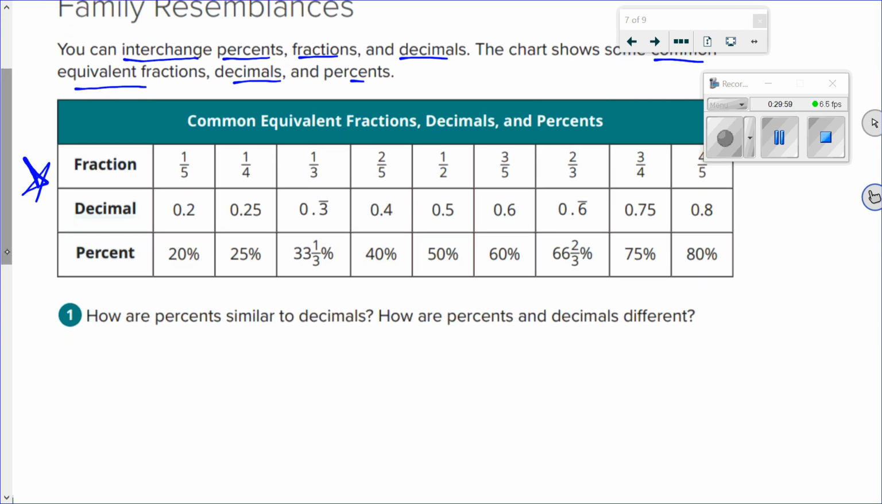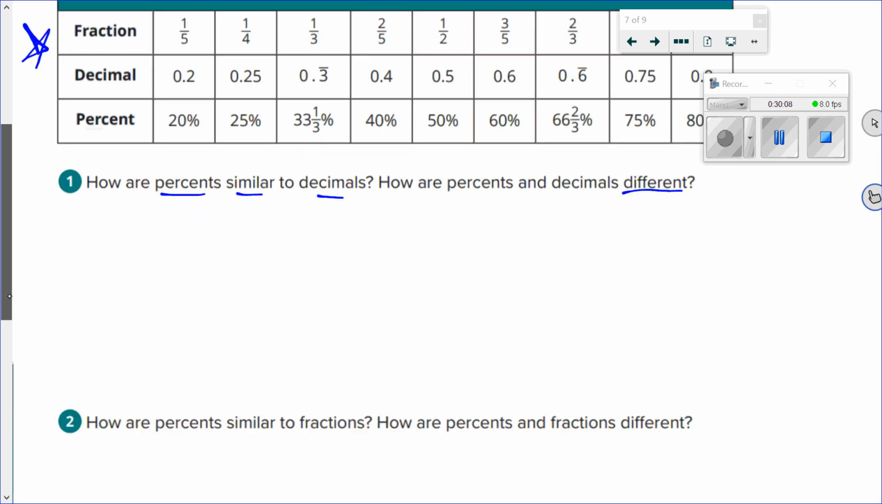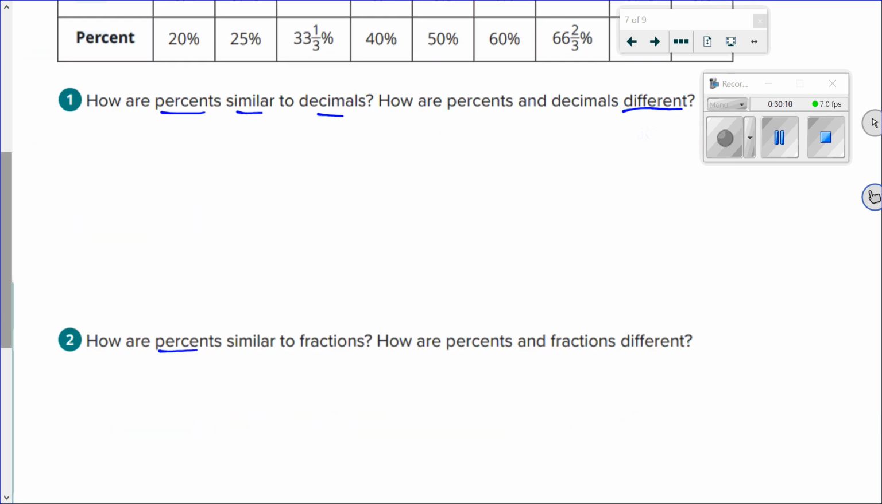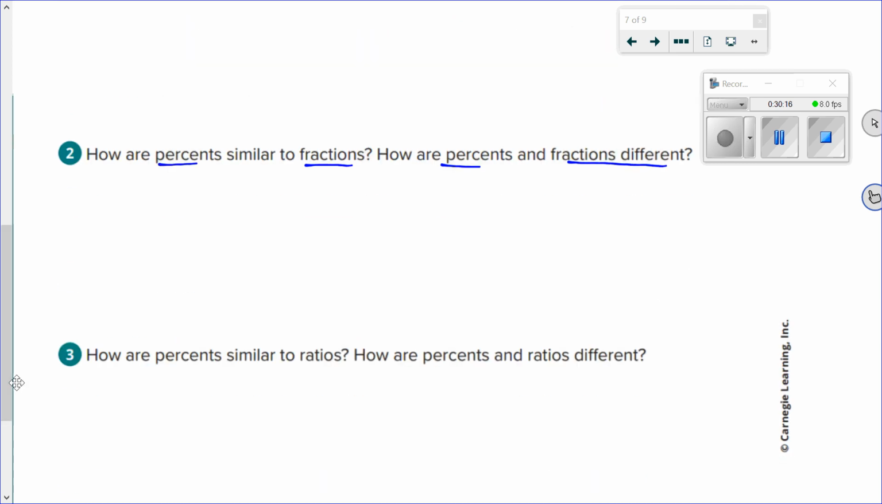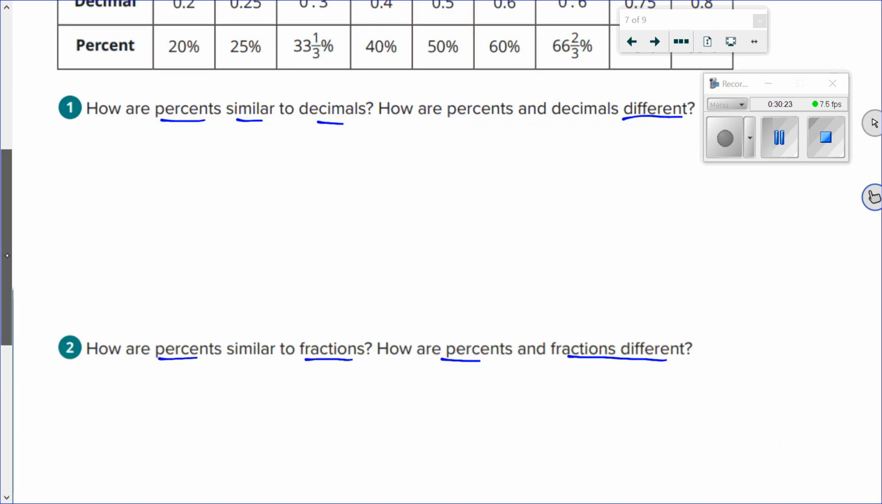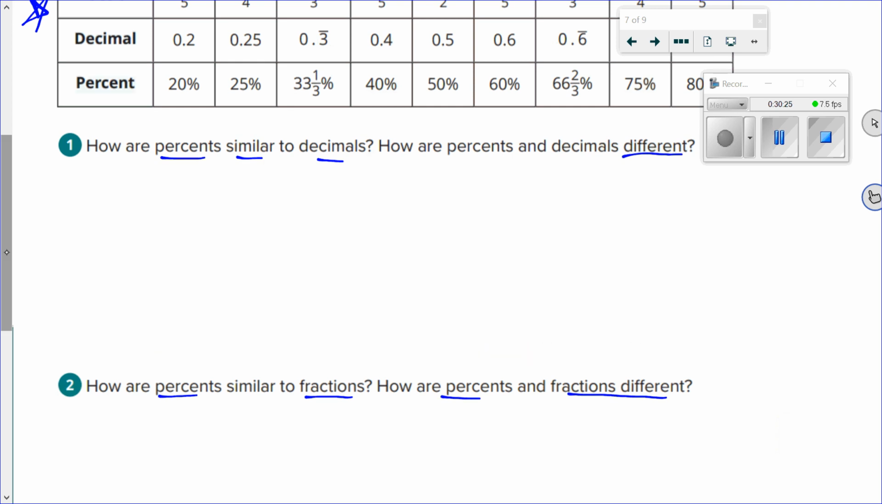Since we have a few minutes left, I want you as a table to talk about: How are percents similar to decimals, and how are they different? Number 2, how are percents similar to fractions, and how are percents different from fractions? And then our last one, how are percents similar to ratios, and how are they different? So you have 3 questions. Take about a minute for each of those to talk with your partners. See if you can get an answer for each of the 3. Go.